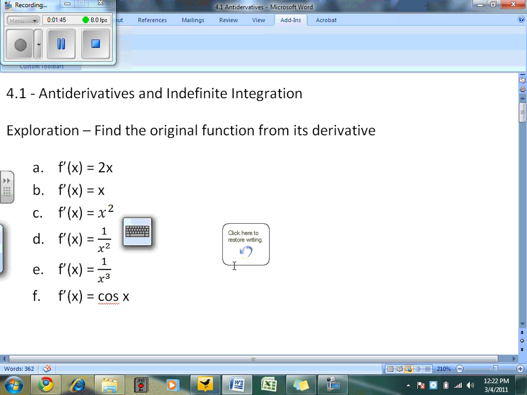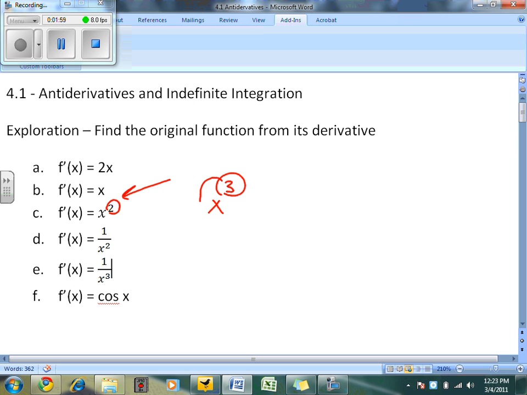Okay, so what would we have to do for c? Again, this power was already subtracted by 1, so we'd have to add 1 to it. In order to end up like this, we would have brought our 3 down and subtracted this power by 1. Well, we just have a 1 coefficient here, so we would have to divide by 3. So we would have had x cubed over 3 for that one right there.